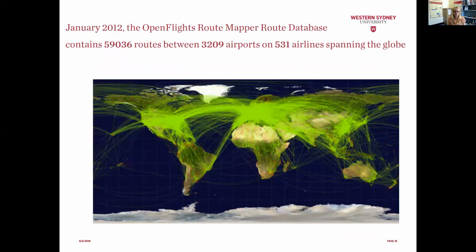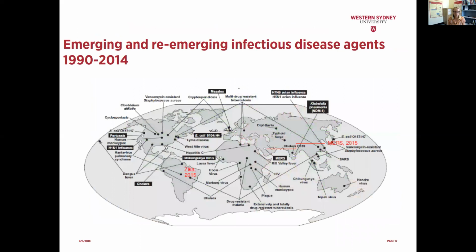I love this map because it really shows our interconnectedness. This is a mapping of the amount of flight routes there are across the globe, okay, and just how quickly and how effectively these pathogens can move from population to population.